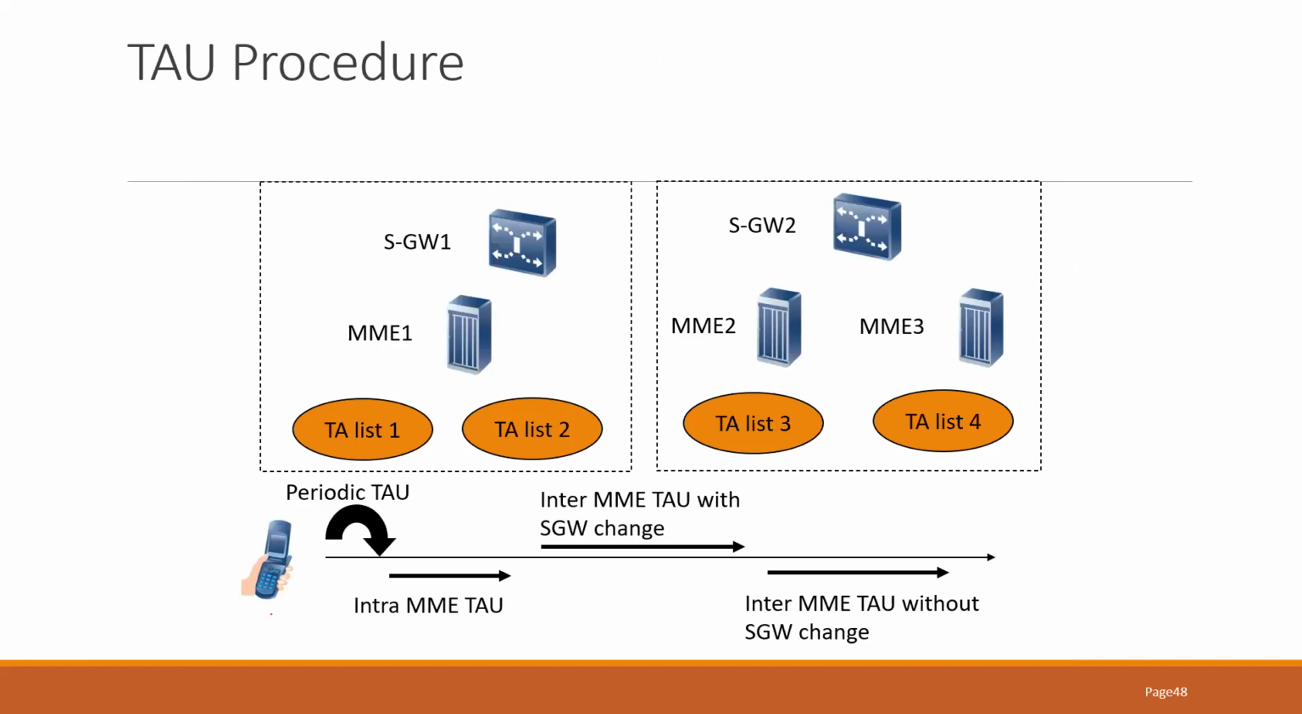Right, so the routing area update equivalent is your tracking area update procedure. One is periodic tracking area update, similar to routing area update. The other is going from one TAL to another TAL within the same MME. It is intra MME TAU. The second one is inter MME TAU with SGW change: your MME is also changing and your SGW is also changing. And the third one is changing from one MME to another MME, but the SGW remains the same.